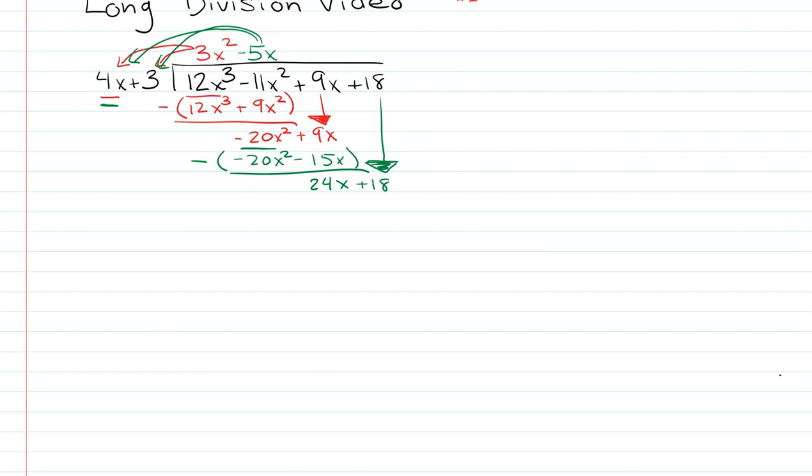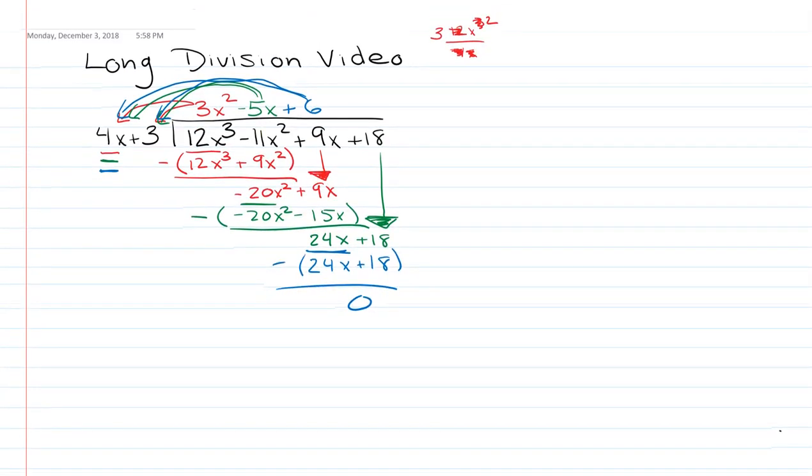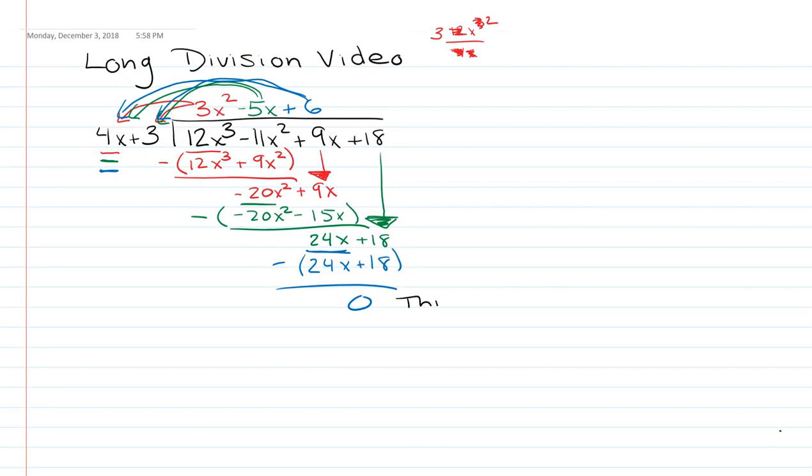So then finally, again, first term here divided by this first term. That would be plus 6. Multiply. 24x plus 18. Subtract. I'm left with 0. So again, when I have 0, this means 4x plus 3 is a factor. Remember, factors are also going to be your solutions and your x-intercepts.